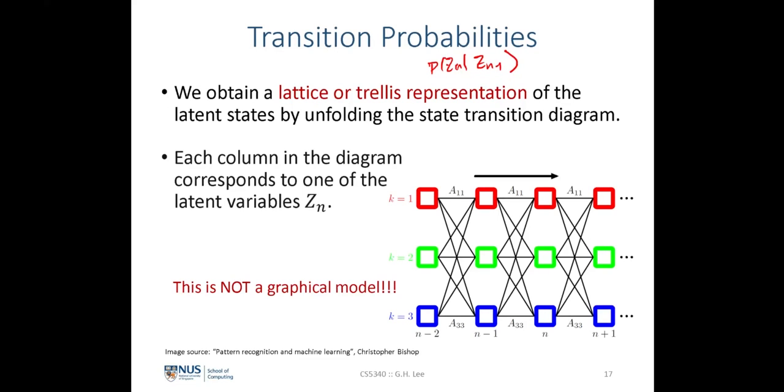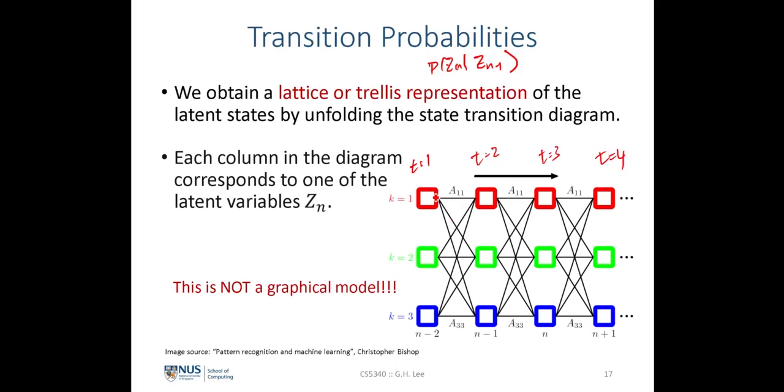And if we unfold this particular transition diagram into a lattice or trellis representation, as shown in this figure here, we can see how the states and the probability value transit from one time step to the other time step. So in this particular case here, this is t equals 1, the time step 1, this is t equals 2, t equals 3, and t equals 4, and so on and so forth.